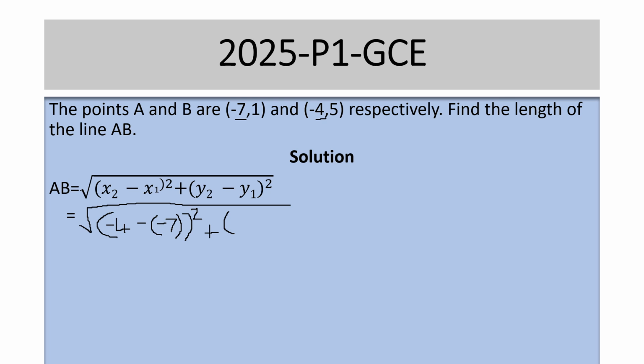So my y will be 5, since -4 was my x2, and then 5 obviously is y2. To be y2, we write 5. We're going to write 5 minus my y1, which will be 1. So it will be 5 minus 1 squared.